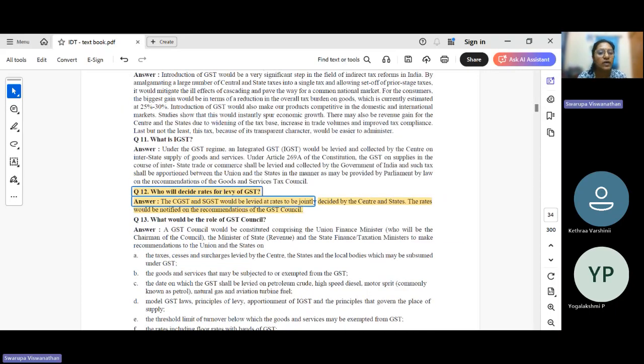Who will decide about the rates of levy? It is decided by center and state together based on the recommendations of GST Council. So GST Council will place the recommendations. They will vote on it, and then they will pass the recommendations. Once the recommendations are passed, it will be notified and the rates will become effective.